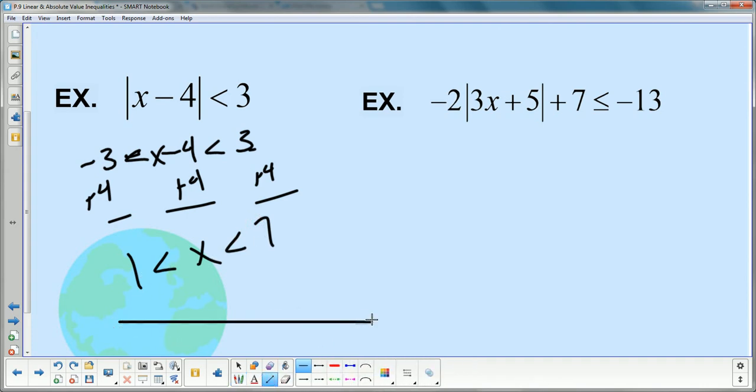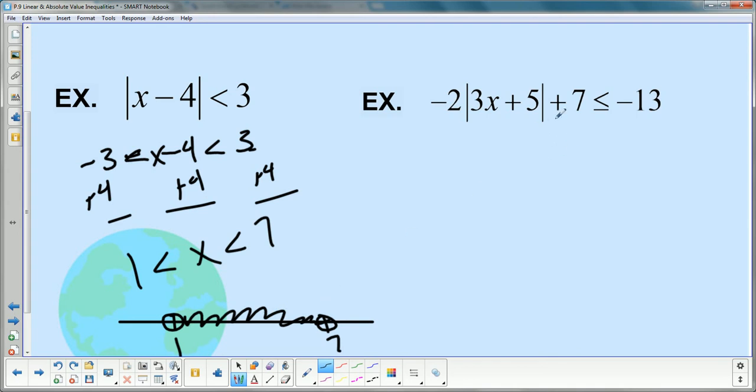And we again can graph that. I'm just going to put 1 and 7, and these are both open circles. And because it's an AND statement, we shade in between them.